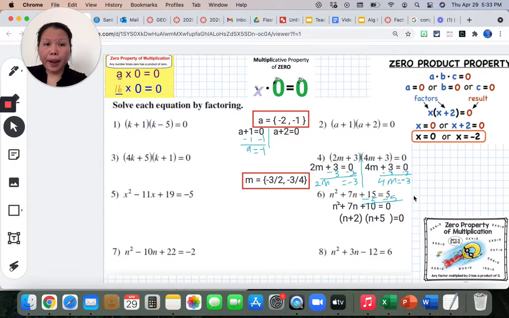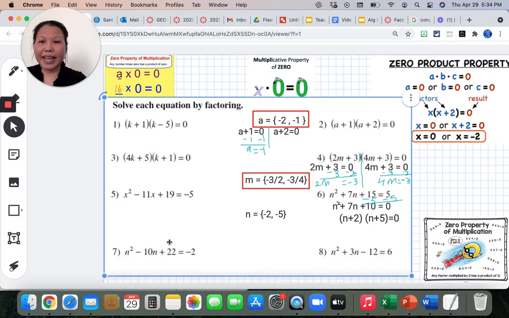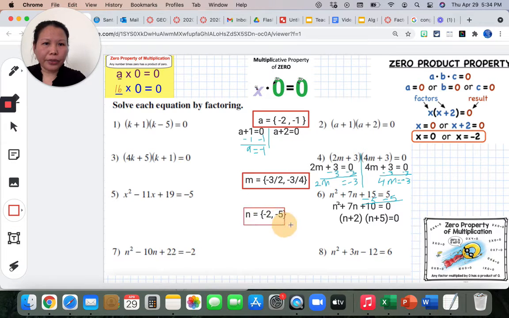Now we can apply the zero product property, and we are going to split the parenthesis. And when I do that, I get n plus 2 equals 0, n plus 5 equals 0. I will get n to be negative 2 or negative 5. So that's our final answers. We can go ahead and type it in. Don't forget that we are using brackets and not parentheses to write the answers for the quadratic equations. We can box our answers when we have it.